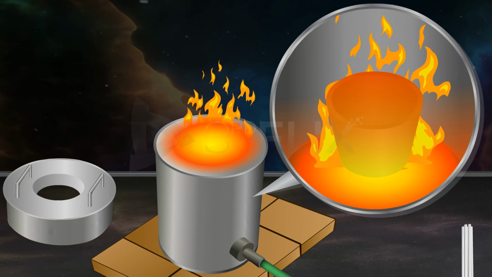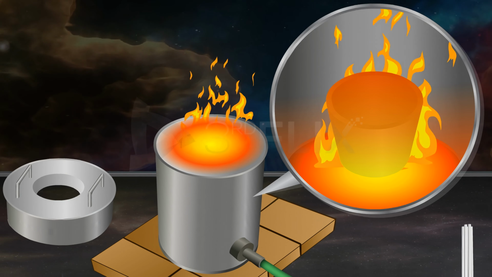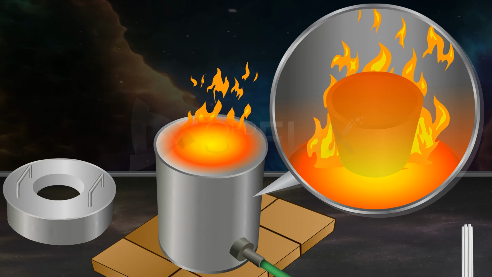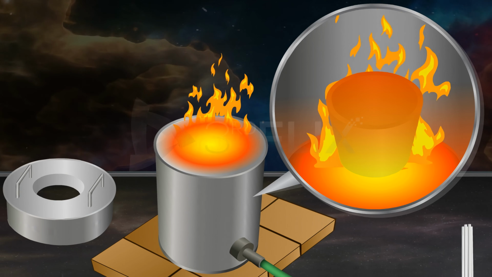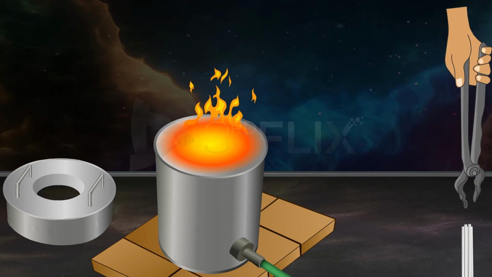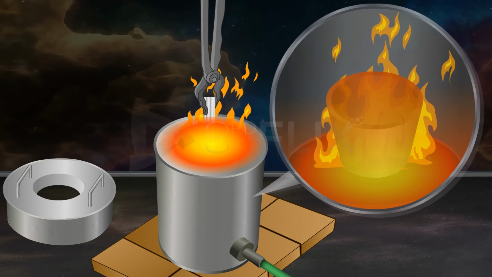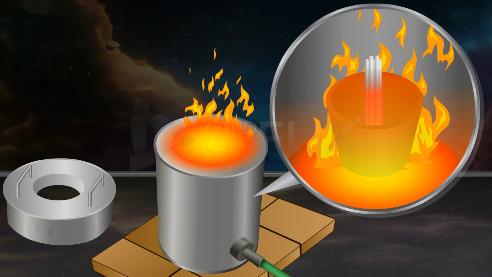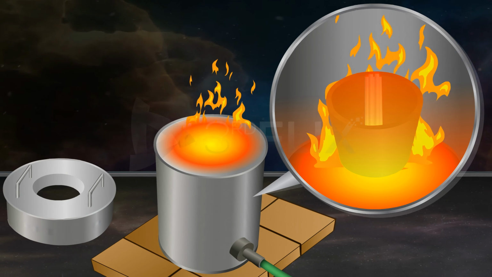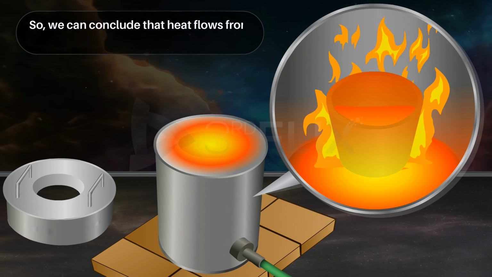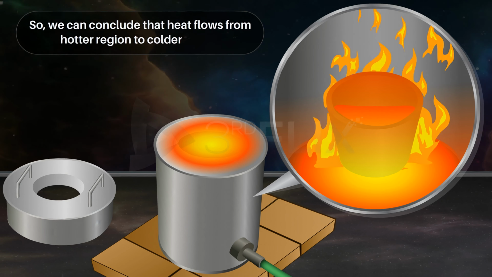Although only the base is directly exposed to the flame, eventually the whole pan gets heated up due to transfer of heat from its base to the other parts. When aluminium is put in the pan, transfer of heat from the hot pan to the metal heats it beyond its melting point. So we can conclude that heat flows from hotter region to colder region.